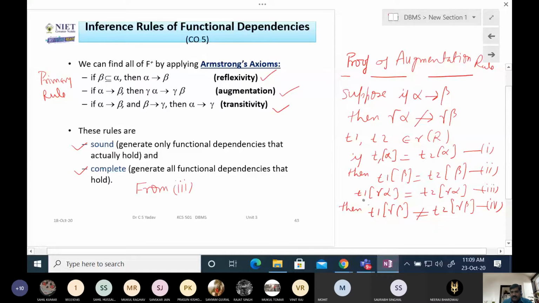Now from the third equation, see here, if T1 gamma alpha equals T2 gamma alpha, then obviously T1 of gamma equals T2 of gamma through the reflexivity rule. If two tuples agree on their alpha gamma value or gamma alpha value, they must agree on their gamma value. So from equation 3, T1 of gamma equals T2 of gamma, and this is equation 5.